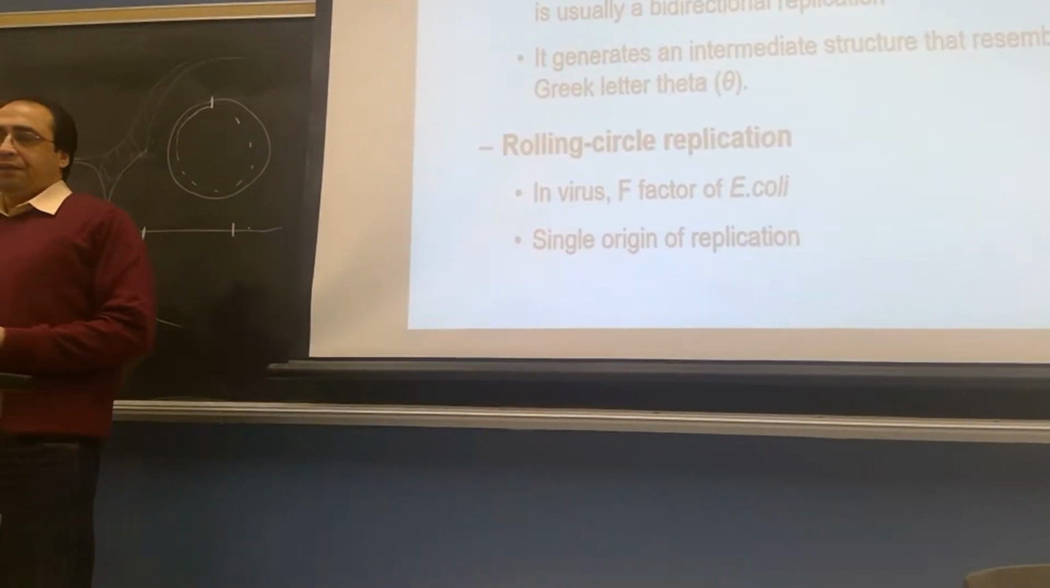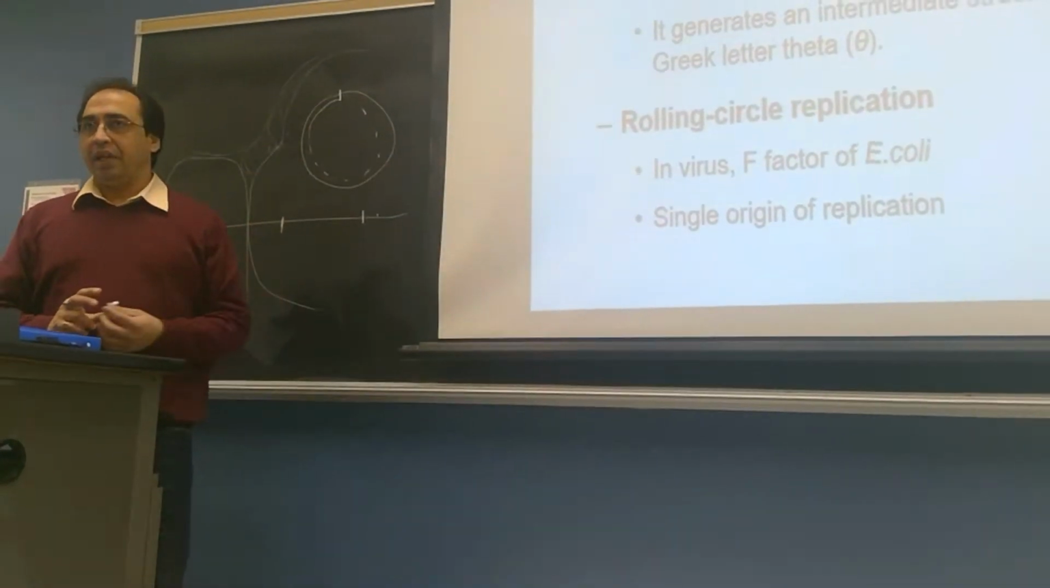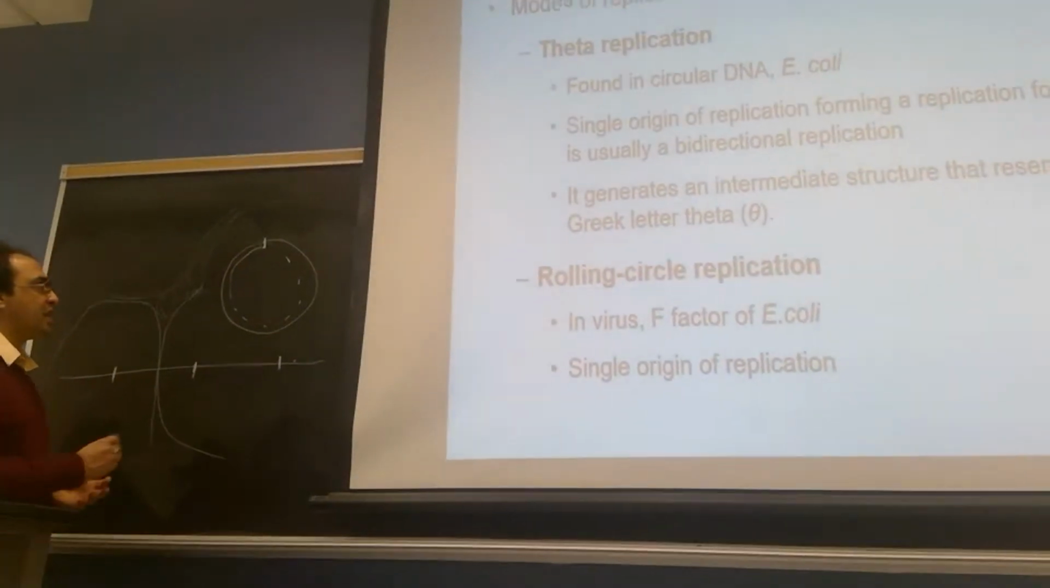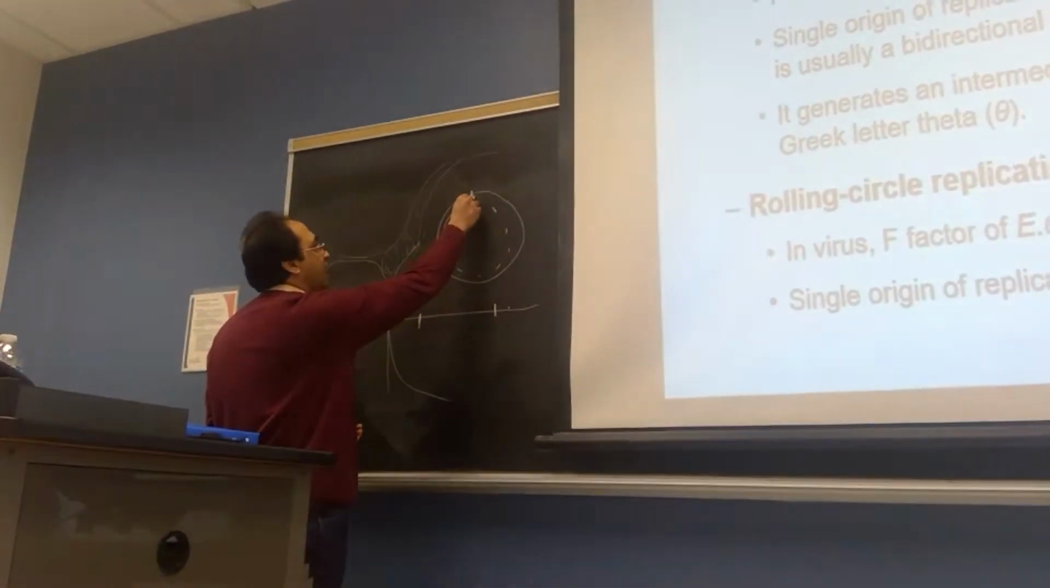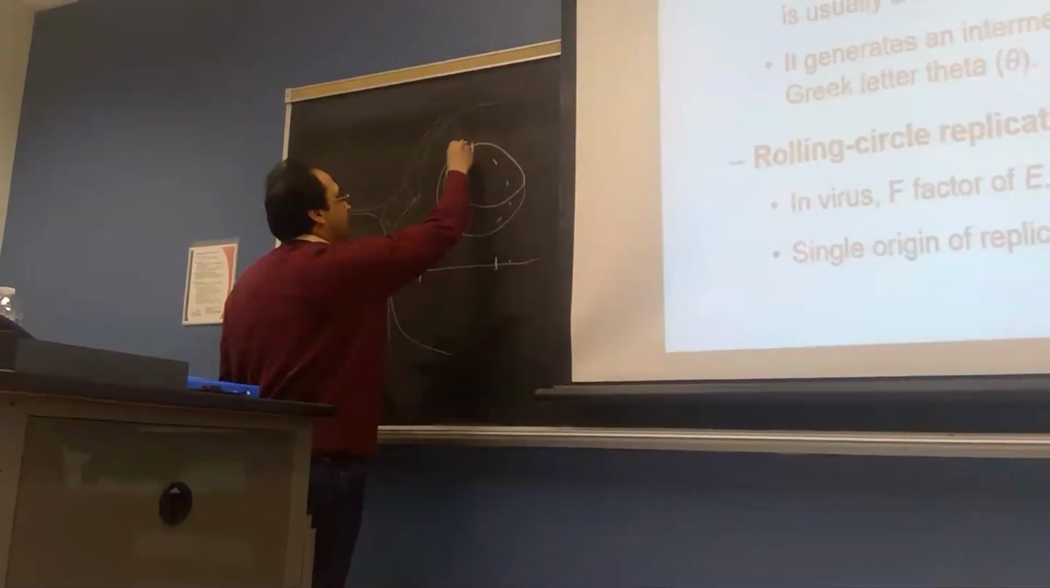Now there are a couple of patterns of replication. One is called theta replication. Theta replication is generally in bacteria, when they are forming this kind of loop here. And it looks like this.